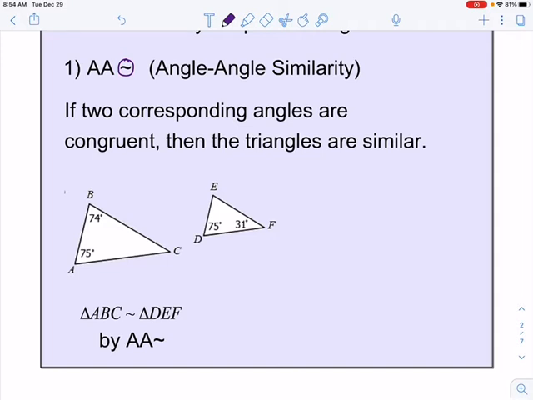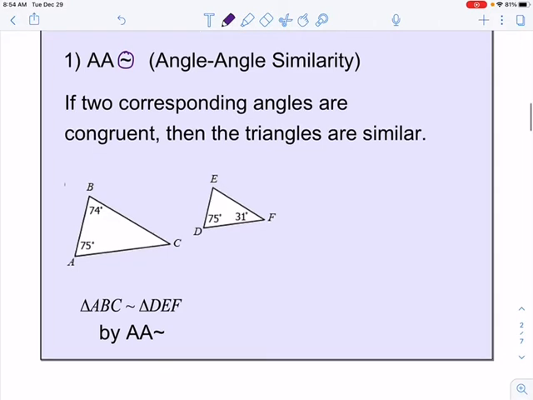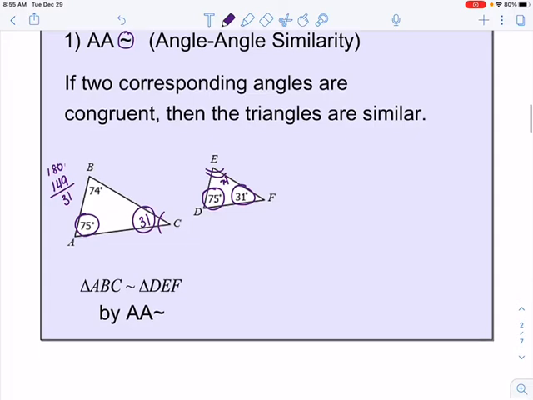Again, right now I don't have 2 congruent angles, but I can find the missing angle in each triangle. So 74 plus 75 will give me an answer of 149. And if there's 180 degrees total in the triangle, when I subtract, I'm going to get an answer of 31. So now right away we have our 2 angles that are congruent. So triangle ABC is similar to triangle DEF by angle, angle, similarity. Wouldn't have mattered, by the way, if you found E. E would end up being 74, and then you could have said the 75, 75, and 74 was congruent to the 74.